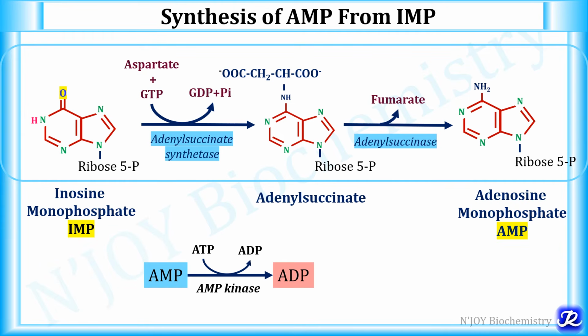Now from this AMP, ADP can be formed by AMP kinase. Here ATP is the phosphate donor, and from this ADP, ATP is formed by ADP kinase, and here the ATP is the phosphate donor, which means that for the synthesis of ATP, ATPs are required.